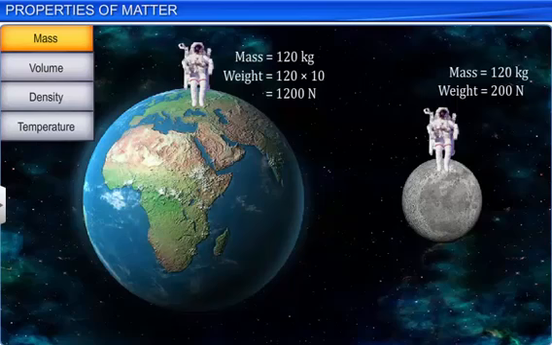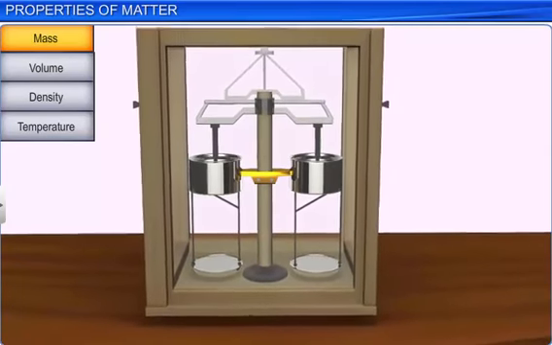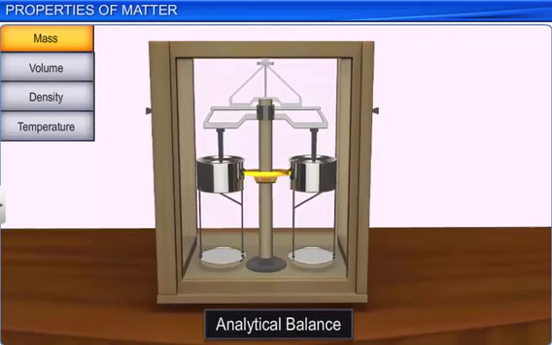For example, a person's mass is 120 kg on Earth and the calculated weight is 1,200 Newton. If you weigh the same person on the moon, his mass would be the same, while the weight would differ. In this case, 200 Newton. This is because the gravitational force of Earth and Moon differ. Mass can be accurately measured with the help of analytical balance.